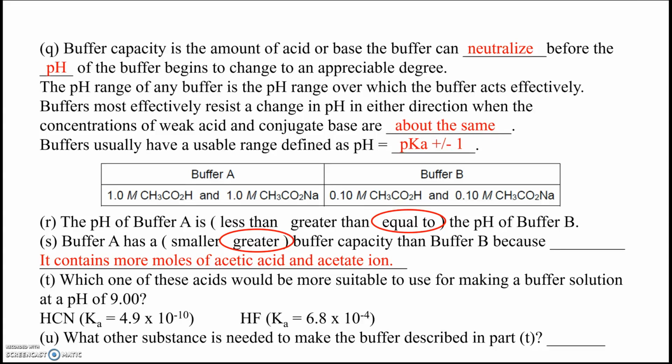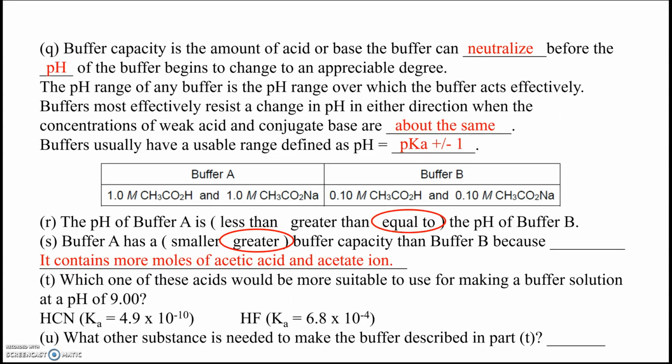Item T asks us to compute which one of these acids would be more suitable to use for making a buffer solution at a pH of 9. And it gives us two choices. One is hydrocyanic acid and one is hydrofluoric acid.